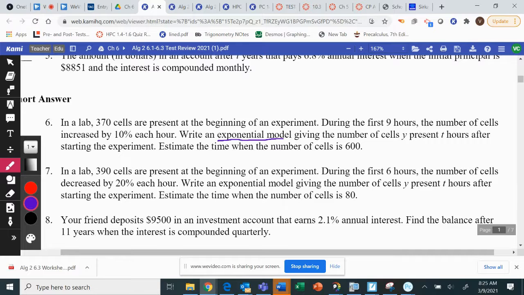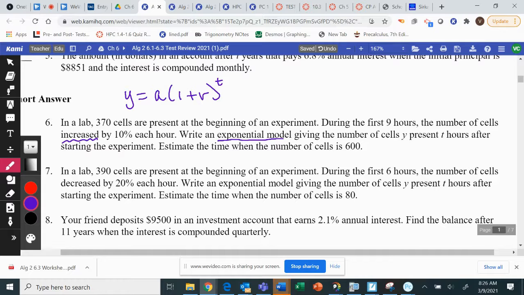I'll give you a hint. It's in the second sentence. The word increase. Good job. This word right here is telling me it's going to be growth. Okay? So we just need to use our vocabulary. It's going to be growth. So that means I'm just going to copy it down from above. It was y equals a times 1 plus r to the t.